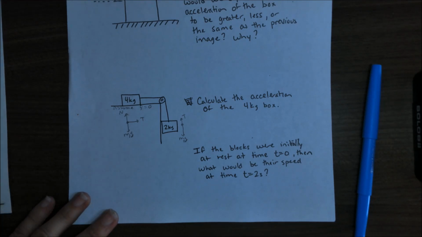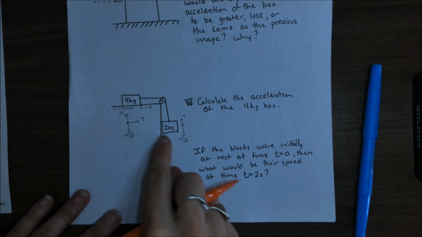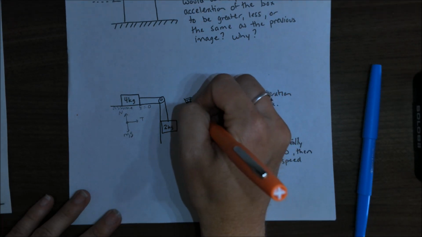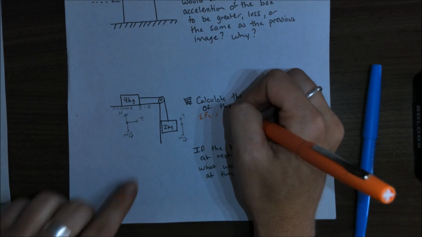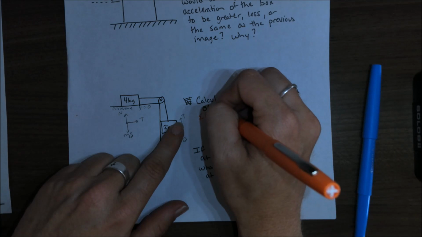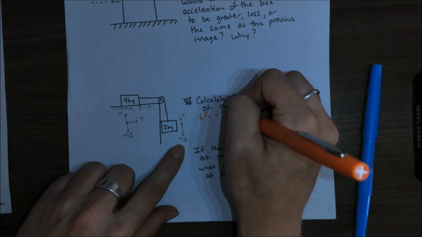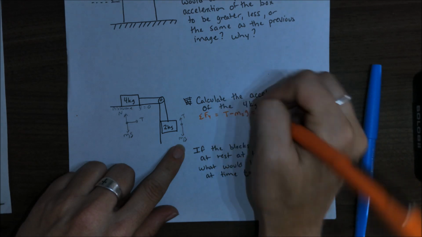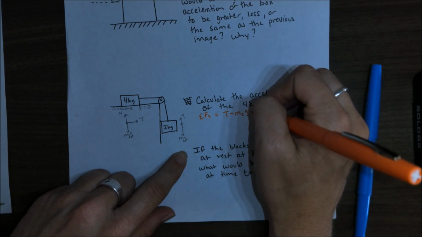Alright, my next step after identifying my free body diagrams is to come up with my net force equation. So my net force equation for this one, I only have forces acting vertically, so I only need a net force in the y direction. In the y direction, I have tension pulling up. I have gravity, the weight of gravity pulling down, and it's going to pull that box down.